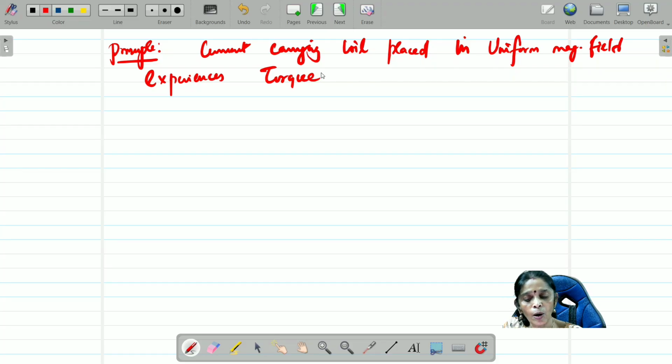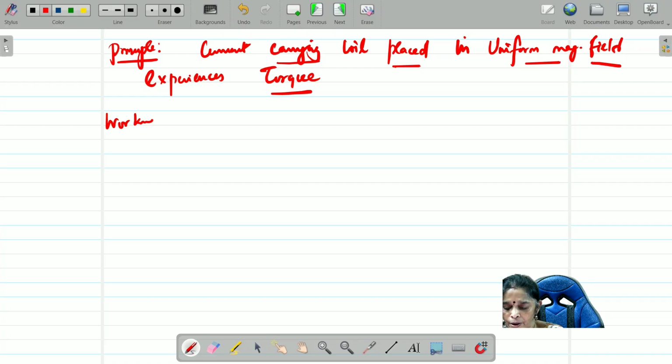So current carrying coil placed in uniform magnetic field experiences torque. I have already drawn the diagram. So now, what is the working theory? Under equilibrium.